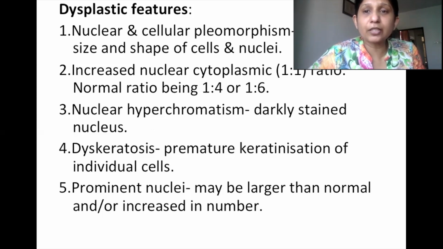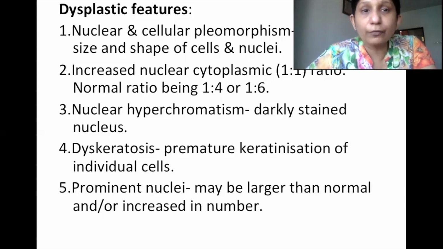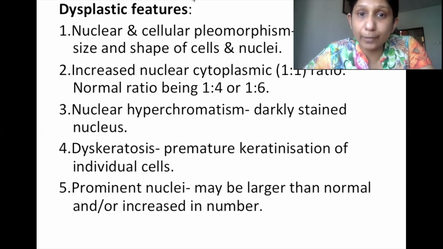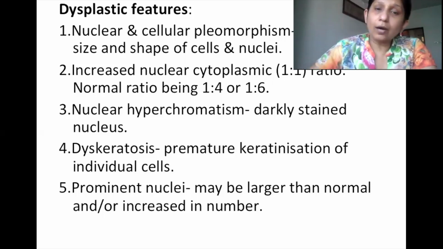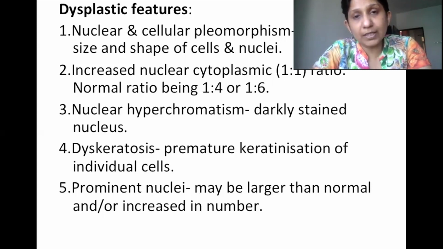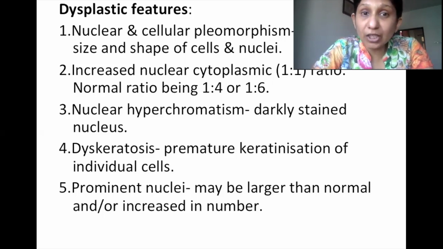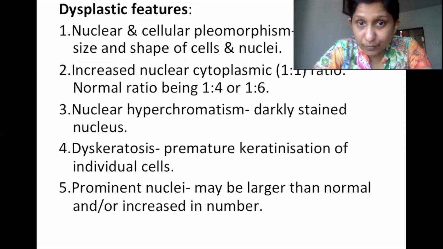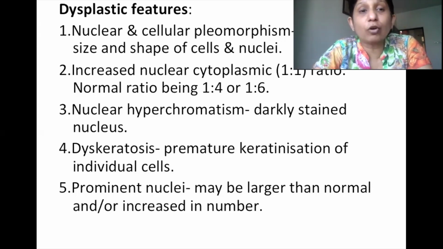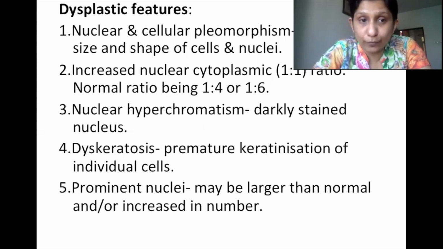Coming on to dysplastic features. There are many features of dysplasia which are enlisted in the literature, so it's very important to understand each of these features. The first feature is nuclear and cellular pleomorphism. From the word we know, pleo means many, morphic means size and shape. So nuclear and cellular pleomorphism means that the nucleus as well as the cell can be seen in varied shapes and sizes. There is no uniformity in the size or shape of the cell or the nucleus.